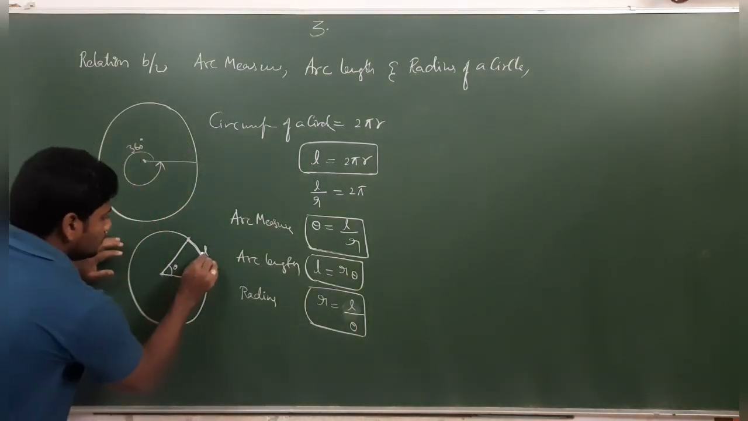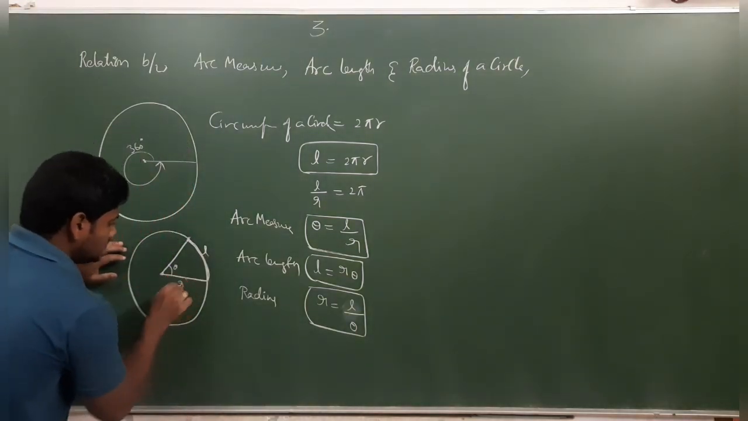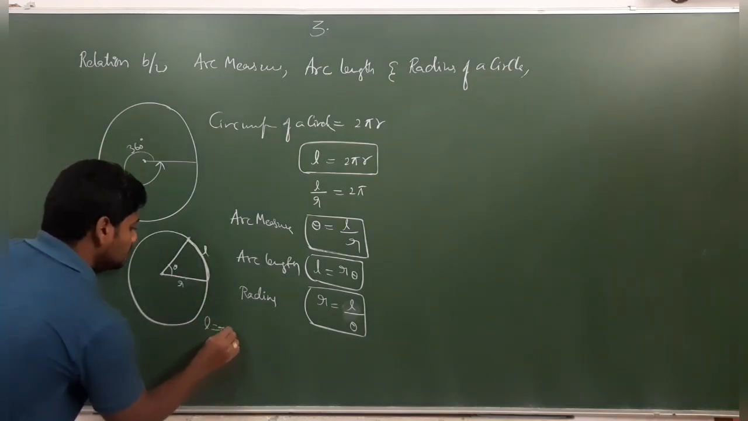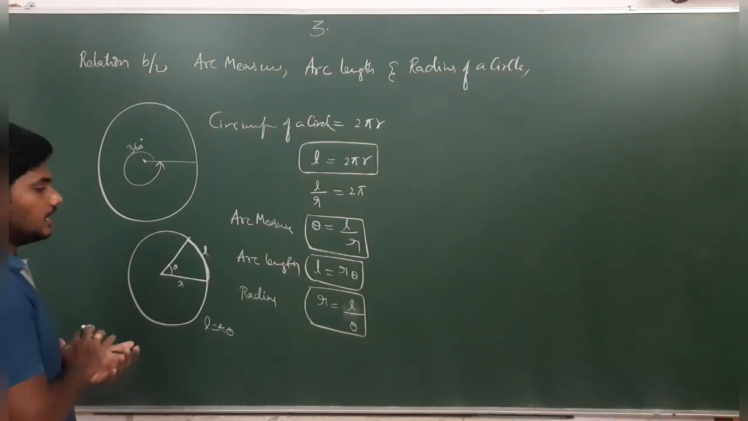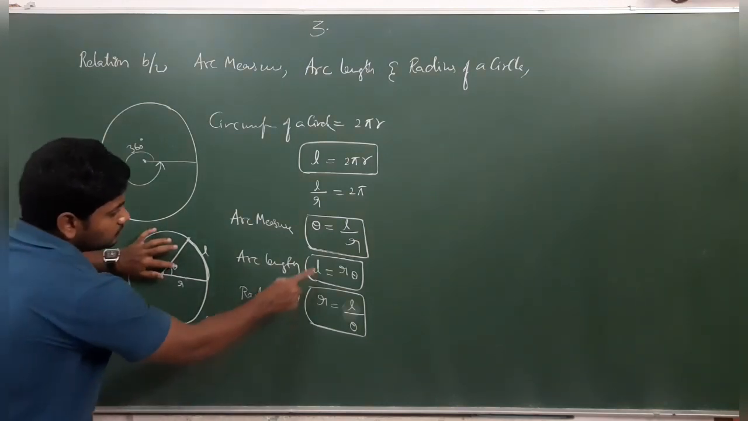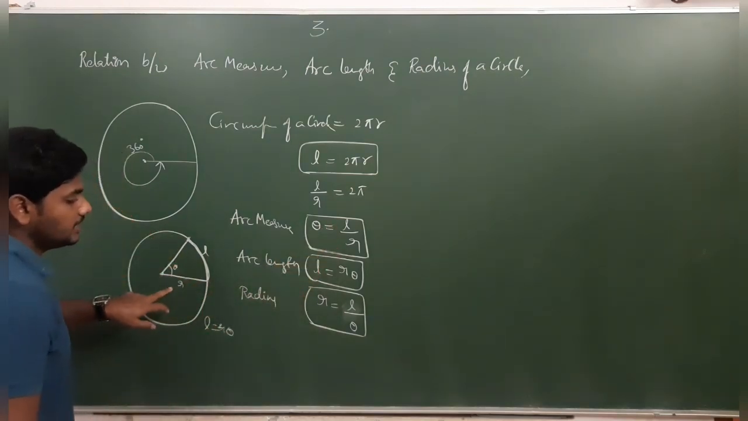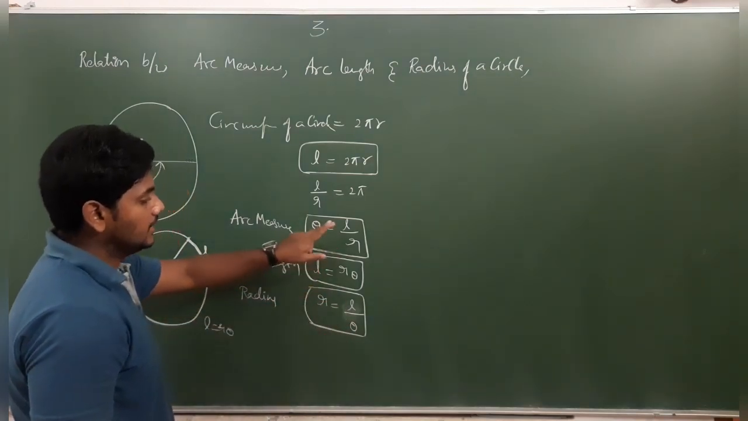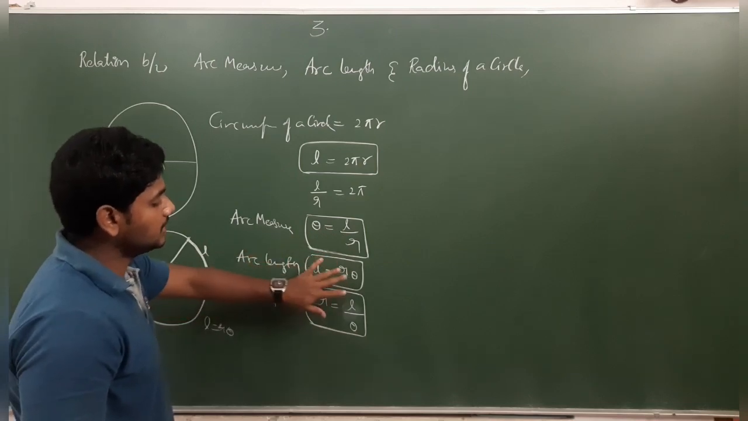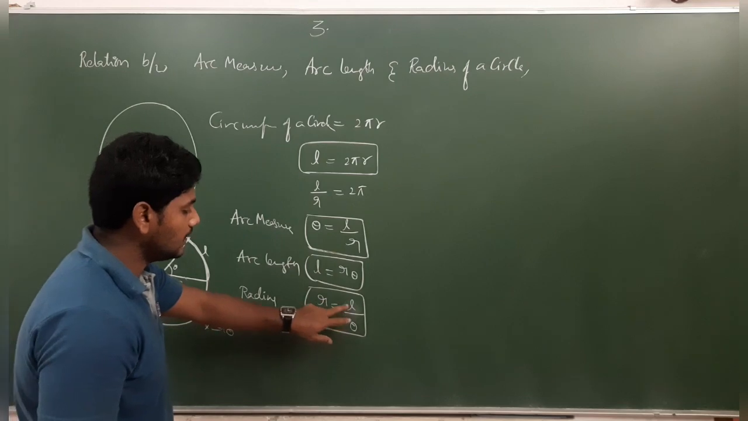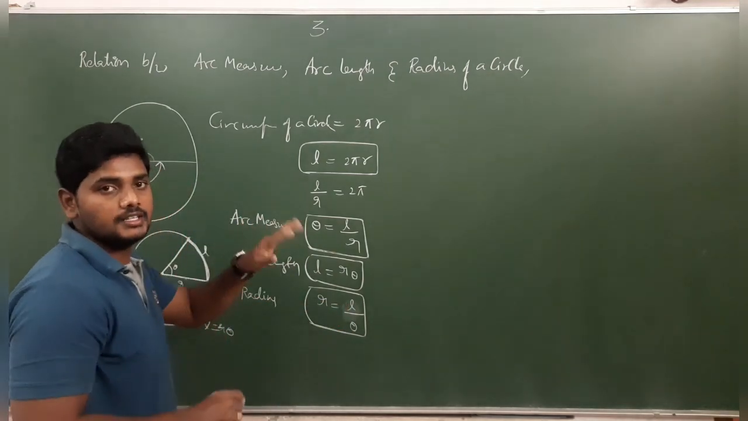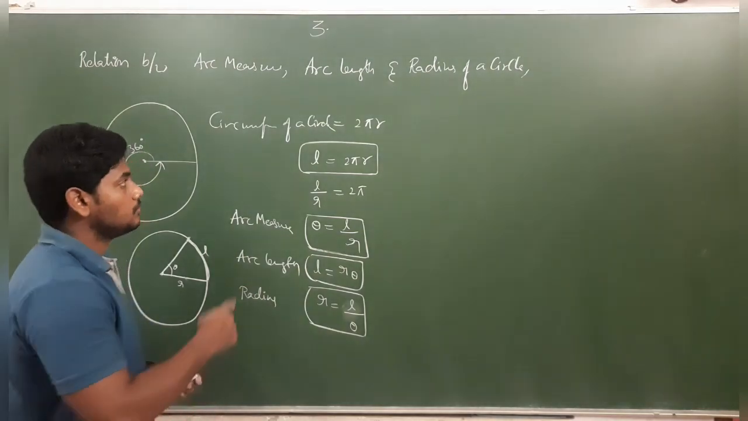Now, to find L, the formula is L equal to R theta. For example, if you want to find theta, theta is equal to L by R. If you want to find radius, radius is equal to L by theta. They will give you two values: either radius and theta, or L and R, or L and theta. Based on that, you need to find the third required value. Pause the video and note it down.